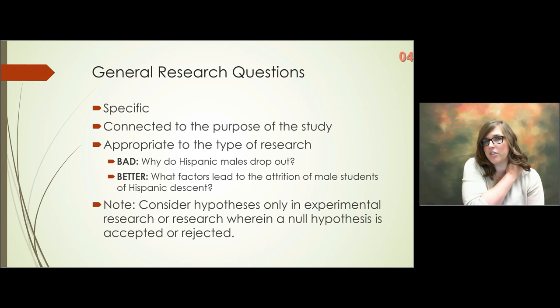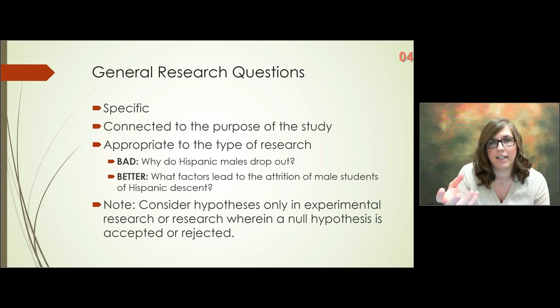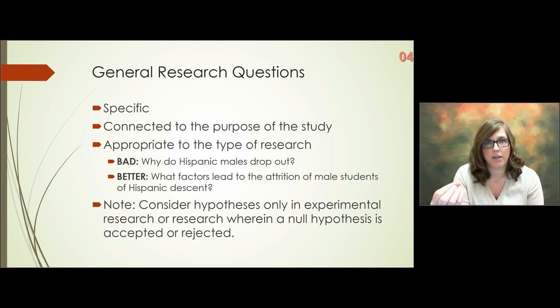Your research questions should also be specific, and there are entire book chapters dedicated to writing good research questions. So this is just some advice, and really what I want to say before I go into this is you and your chair should really work together to form research questions together.